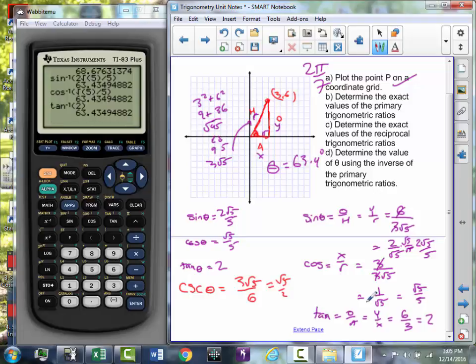If our calculators had an inverse cosecant button, we could find theta from that. But your calculator doesn't usually have one of those buttons because it's not necessary. You just use this one instead.